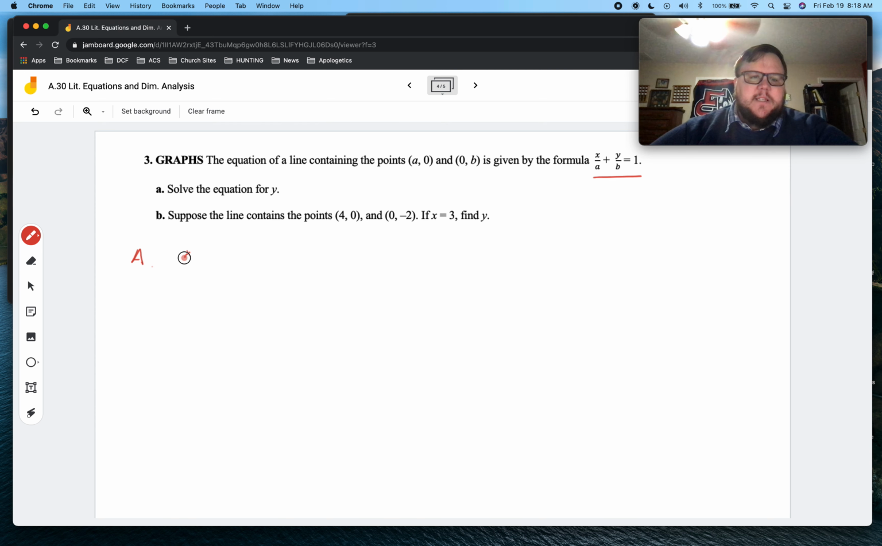So I got x over a plus y over b equals 1. So I subtract x over a. So subtract x over a to both sides. Oops.